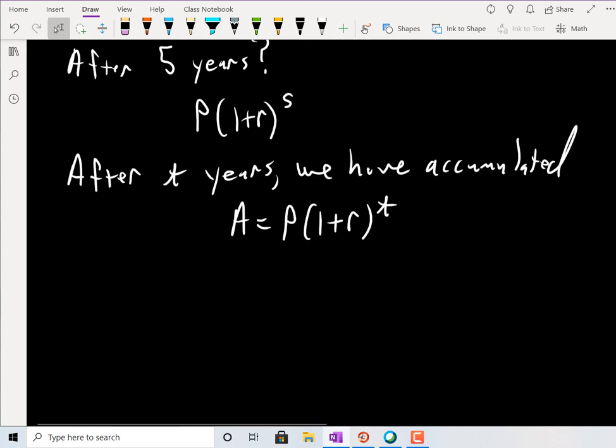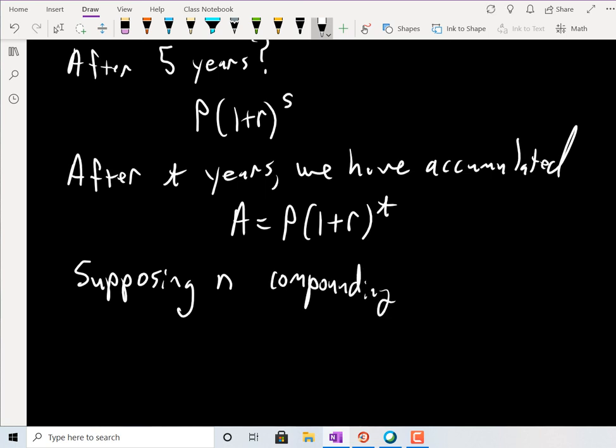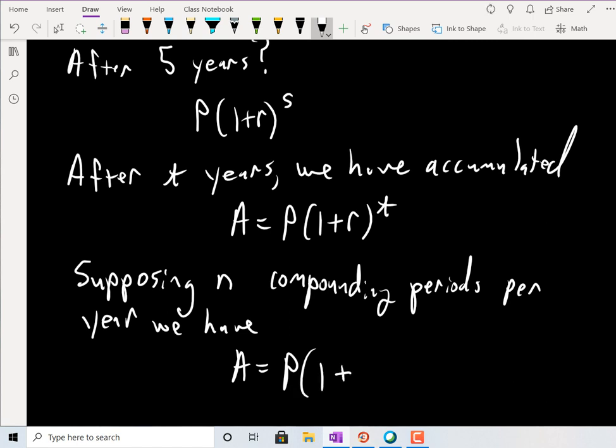Of course, when you go to the bank, you're probably not going to have yearly interest, right? You'll compound n times a year. So if you take that into account, and you could go through the same kind of iteration technique, supposing n compounding periods per year, we'll have the following formula, which I'm not going to derive. I'm just going to give it to you.